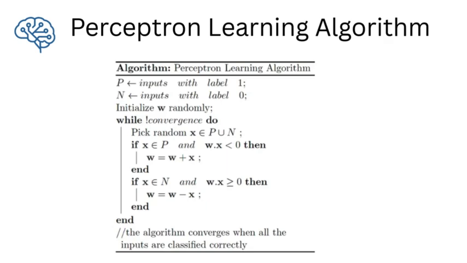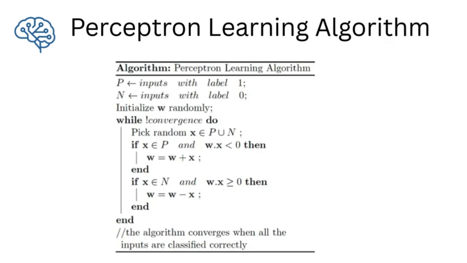Similarly, if the input belongs to N, label 0, but the perceptron wrongly predicts it as 1, the W times X will be greater than or equal to 0. So, we update the weights by subtracting X, moving the boundary in the opposite direction. This simple update rule gradually pushes the decision boundary into the correct position. The algorithm stops, or converges, when all the training inputs are classified correctly.